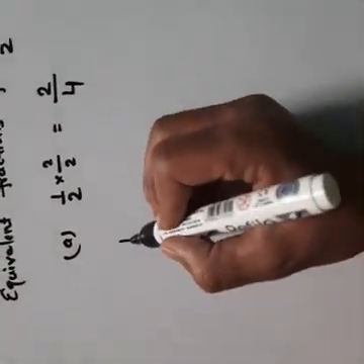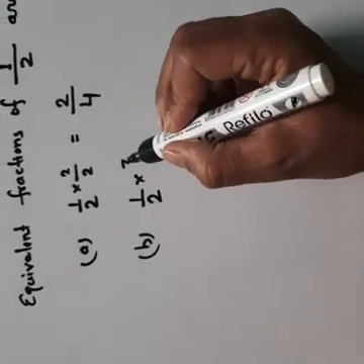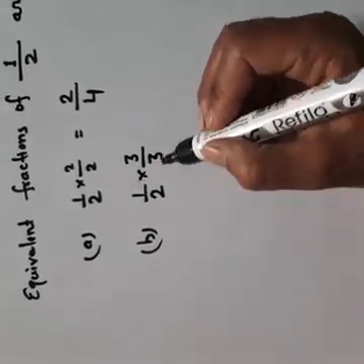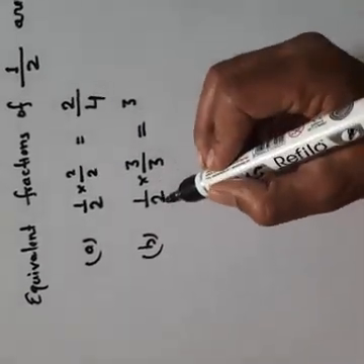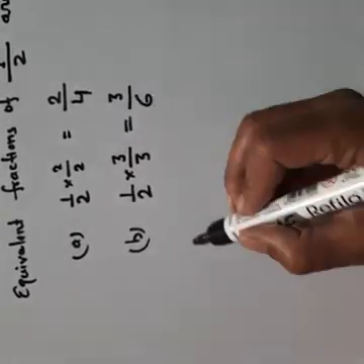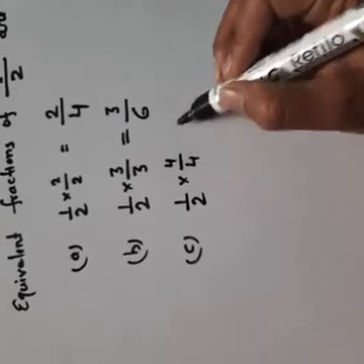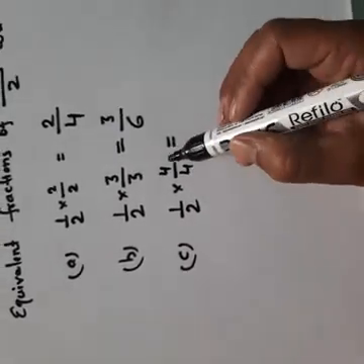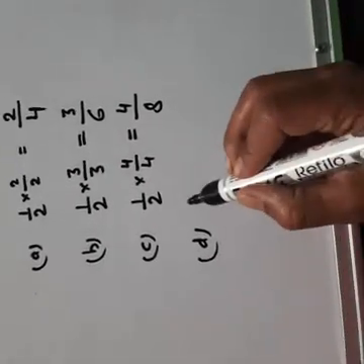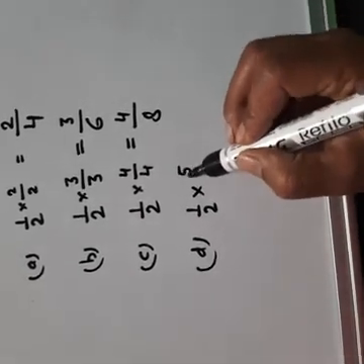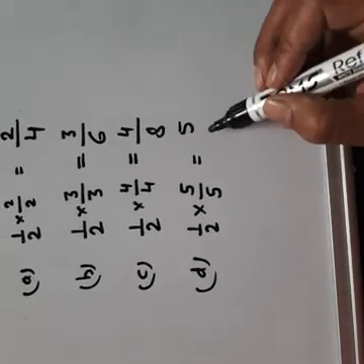Similarly, students, we can also find another equivalent fraction of 1 upon 2. Multiplying this time by 3 in the numerator and in the denominator both, in the numerator we get 3 ones are 3, in the denominator 3 twos are 6. Similarly, multiplying this time by 4 in both, we find 4 ones are 4 and 4 twos are 8. Again, if we multiply by 5 in the numerator and the same number in the denominator, we get 5 ones are 5 and 5 twos are 10.